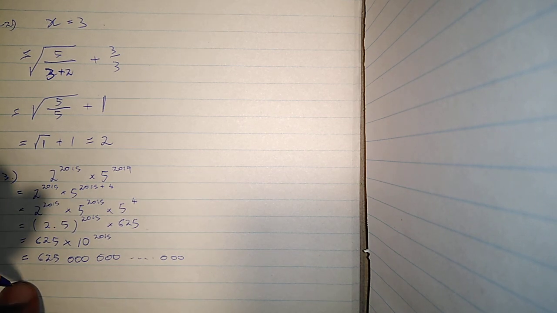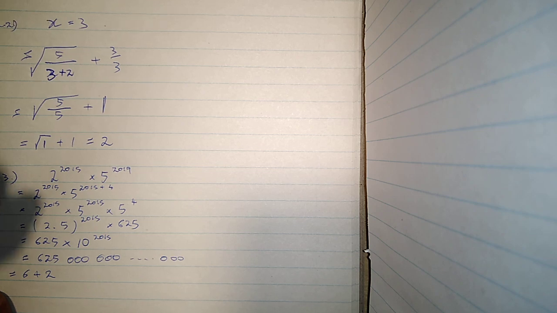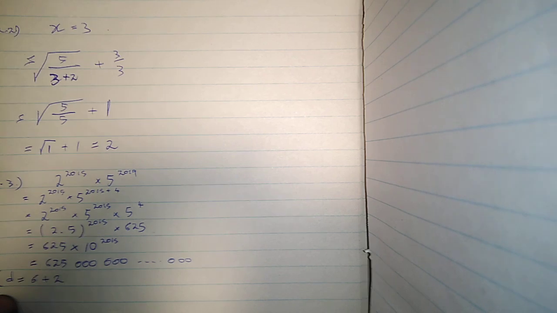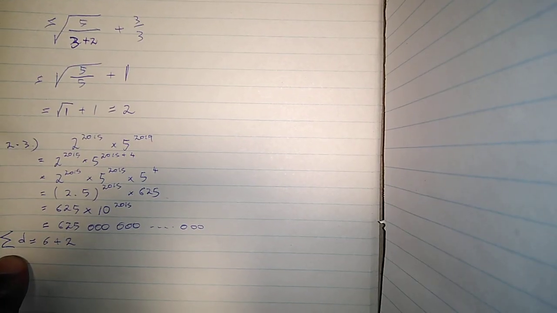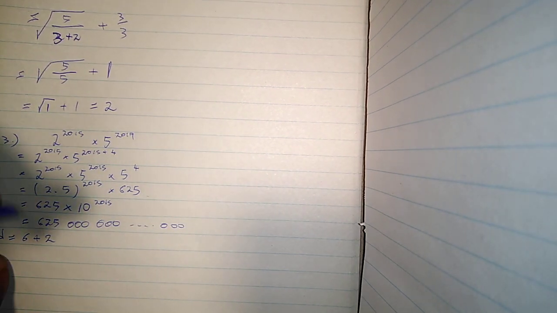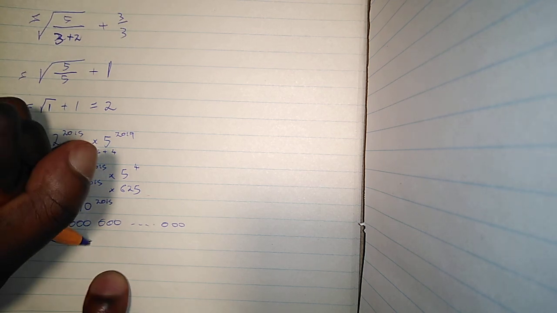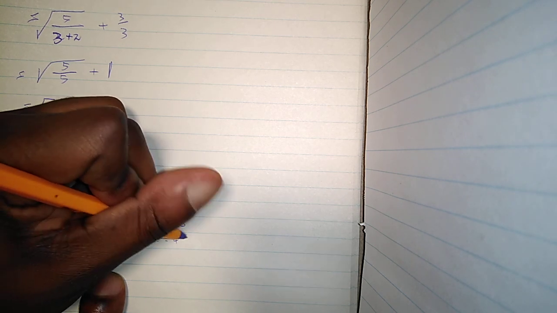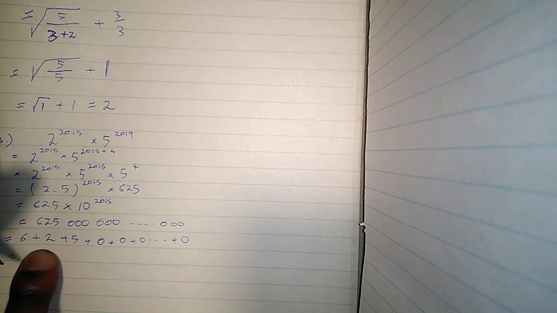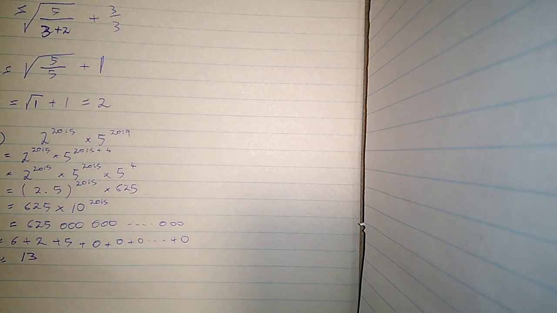So our question is to calculate the sum of the digits of this expression. The sum of the digits, that's the symbol we use for the sum of digits, is equal to 6 plus 2 plus 5 plus a lot of zeros. So 6 plus 2, we know it's 8. 8 plus 5, we know it's 13.